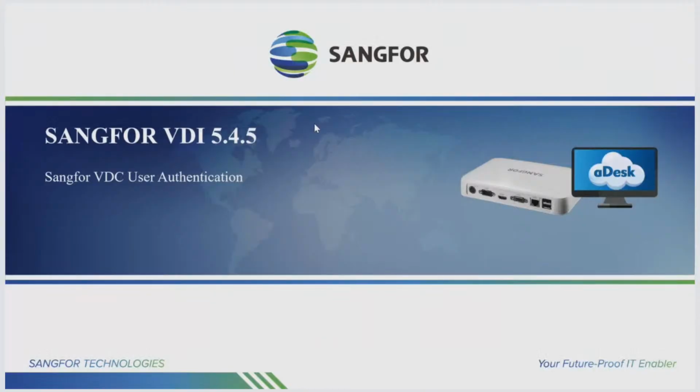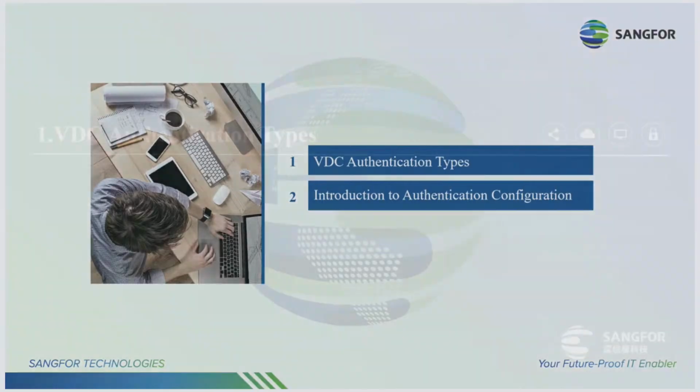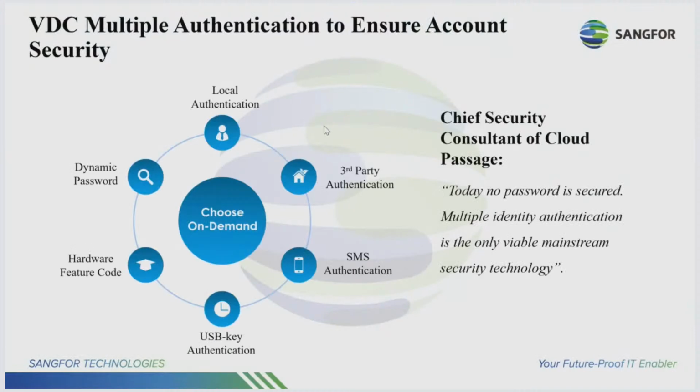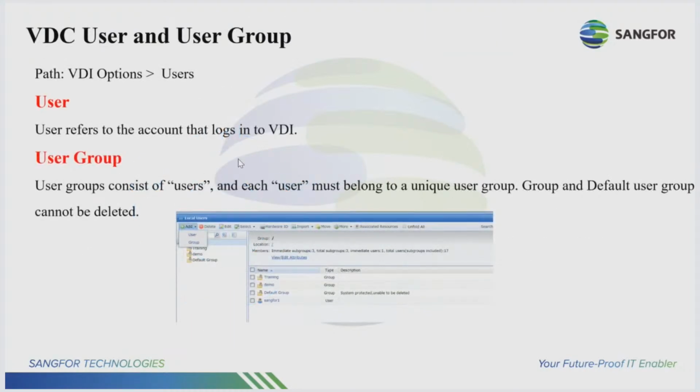Okay, the whole process for an endpoint to access the virtual machines we have introduced, and then here we can see the authentication policies. First, VDC authentication types. We support local authentication, which I have introduced. We can combine with third-party authentication servers, and we support SMS authentication, USB key authentication, hardware token codes and dynamic passwords. We can introduce more detail.